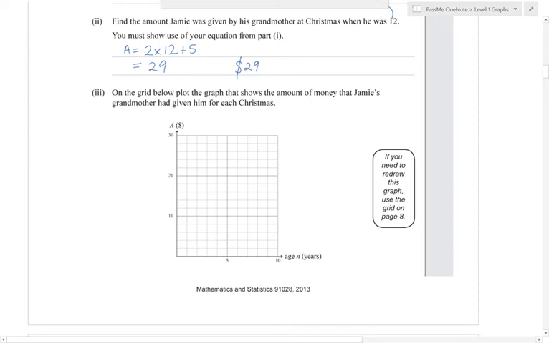Actually no, we'll do that again. 7 will be about here, 9, 11, 13, 15, 17, 19, 21, 23, 25. Just be wary there of the scale on the column. As you can see with my first attempt, I got the scale wrong, so make sure that you're careful with how you read that scale.